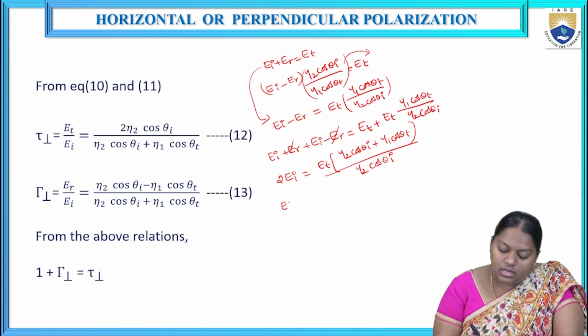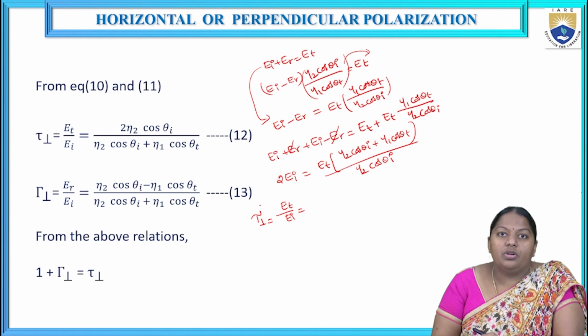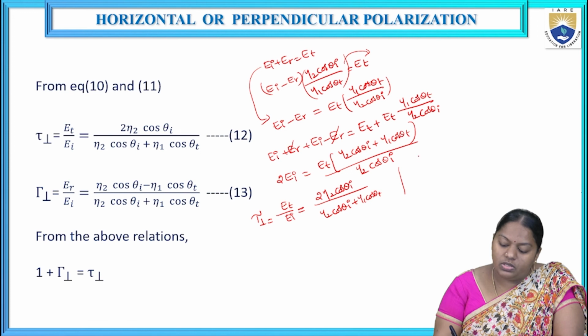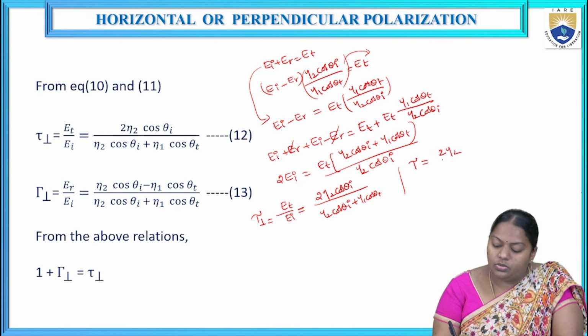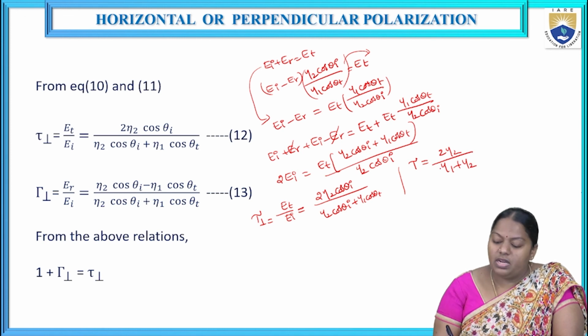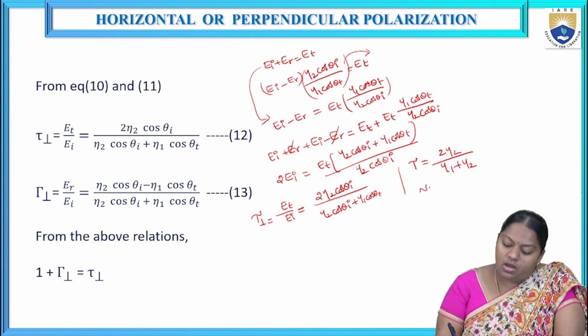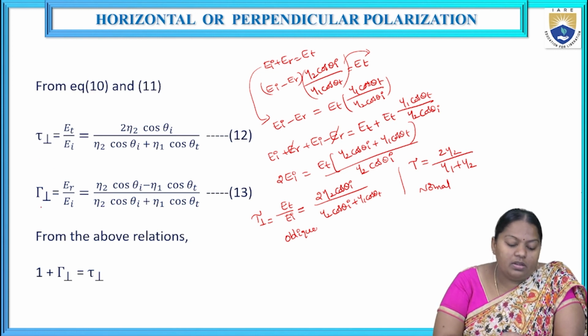Okay. Now from this, if we consider ET by EI, that is nothing but tau perpendicular, the transmission coefficient of perpendicular polarization or horizontal polarization, denoted with tau perpendicular equal to ET by EI. Now from this we have got 2 eta 2 cos theta I by eta 2 cos theta I plus eta 1 cos theta t. Okay, the similar equation which we have evaluated in the case of normal incidence, that is the transmission coefficient tau equal to 2 eta 2 by eta 1 plus eta 2, right? Where eta 1 and eta 2 are the intrinsic impedances of medium 1 and medium 2 respectively. Okay? So this is about normal incidence and this is about oblique incidence. This is the way we have evaluated tau perpendicular and gamma perpendicular.